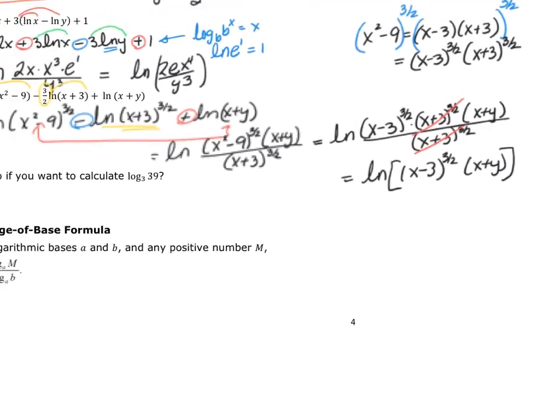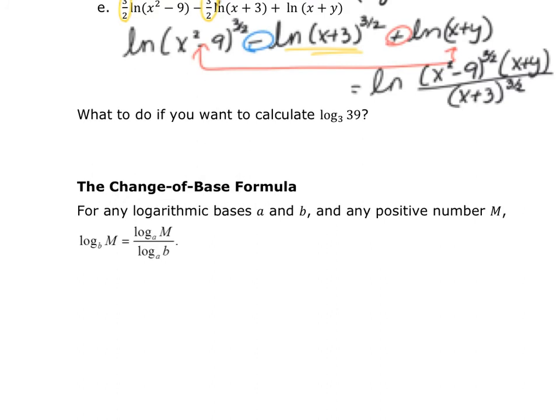That was a lot. All right. If I want to put in my calculator the log base 3 of 39, some of the new calculators do it, and you don't even have to do an expensive calculator to do the change of base, but most of them don't do it yet without doing some fancy work. So we're going to learn something called the change of base.